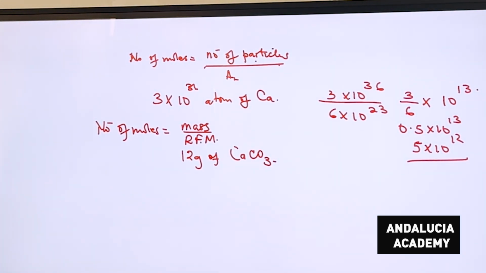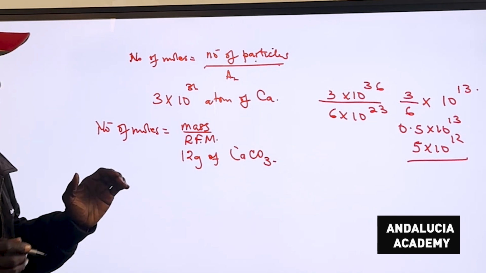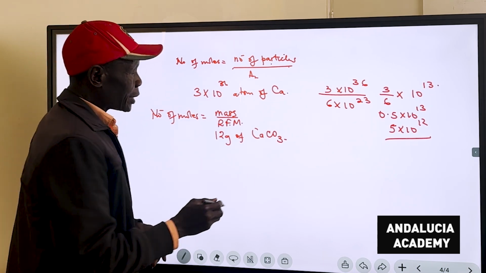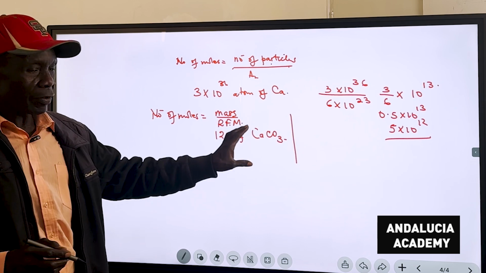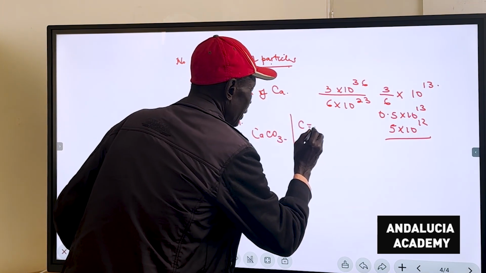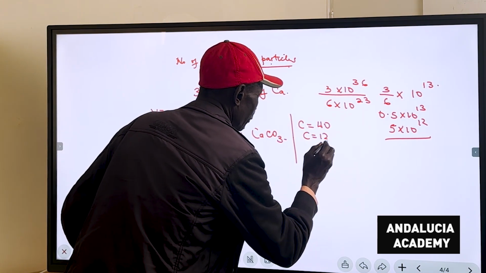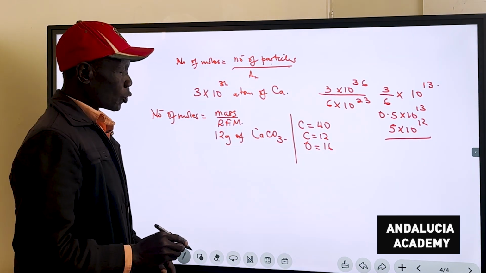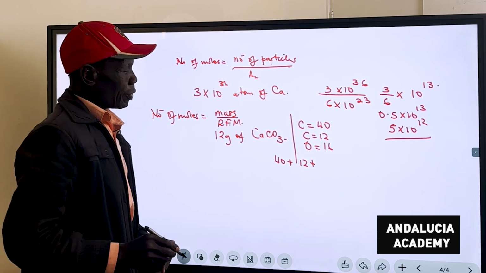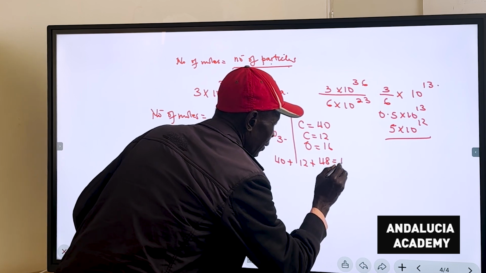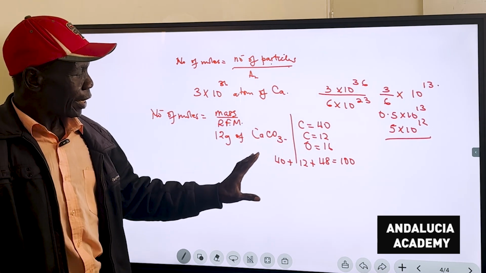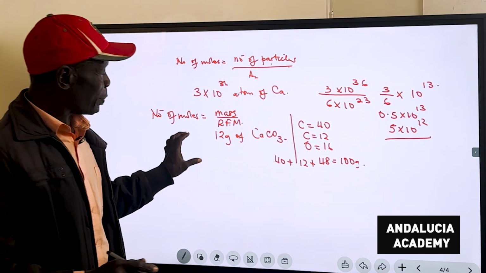You see, I've been given my mass in terms of grams. So the first thing I have to do is, if I took 1 mole of calcium carbonate, how much will it weigh? How many grams will there be? So they will give me the periodic table, or they will give me the relative atomic masses of calcium, carbon, and oxygen. So your calcium is 40, carbon is 12, and oxygen is 16. So if I have 40 plus 12, now 3 times 16 is 48. I add all this, I'll get 100, which means that if I took 1 mole of calcium carbonate, it will weigh 100 grams. But I've been given only 12 grams.